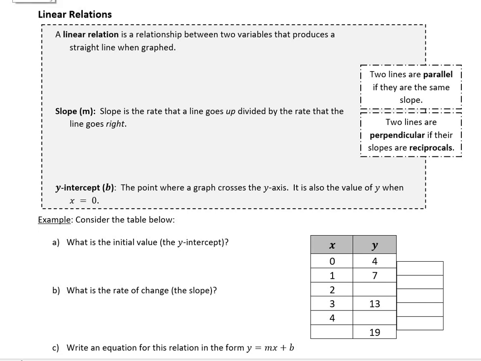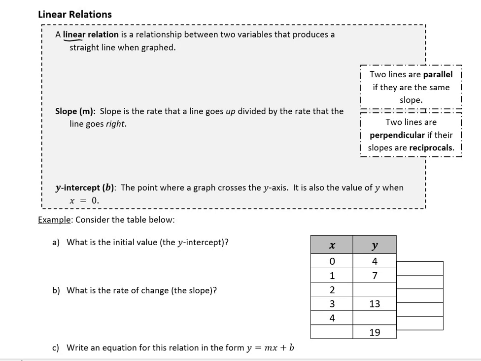All right, this is the linear relation section of our review for our grade 10 academic course this year. So hopefully you remember from last year, linear relations are any relationship that can be represented by a straight line. Line, linear, connections right there in the name, which is nice.